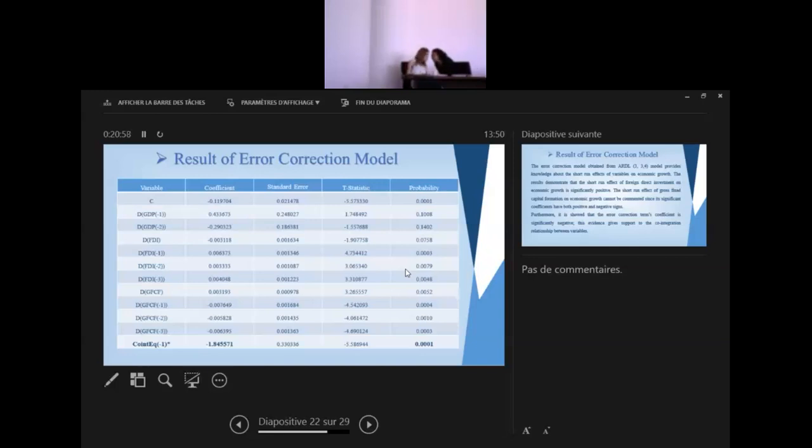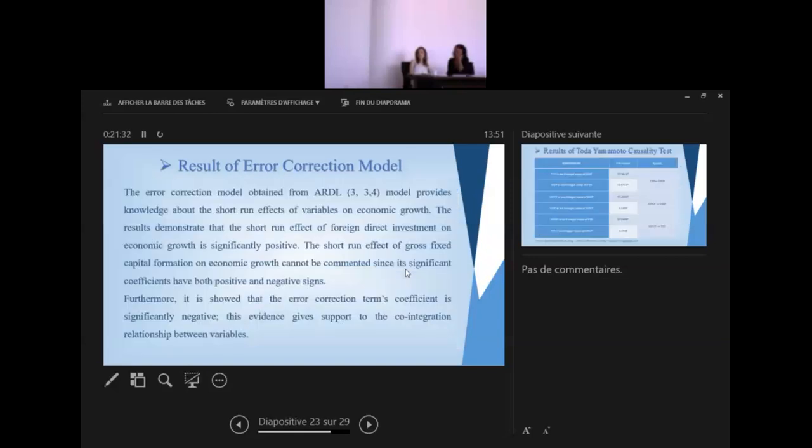The short-run impact of foreign direct investment on GDP is significant and positive. And so there is a positive impact of foreign direct investment on economic growth in the short run. But for the domestic investment, it's not conclusive because we have both positive and negative signs. So this is what I just explained.